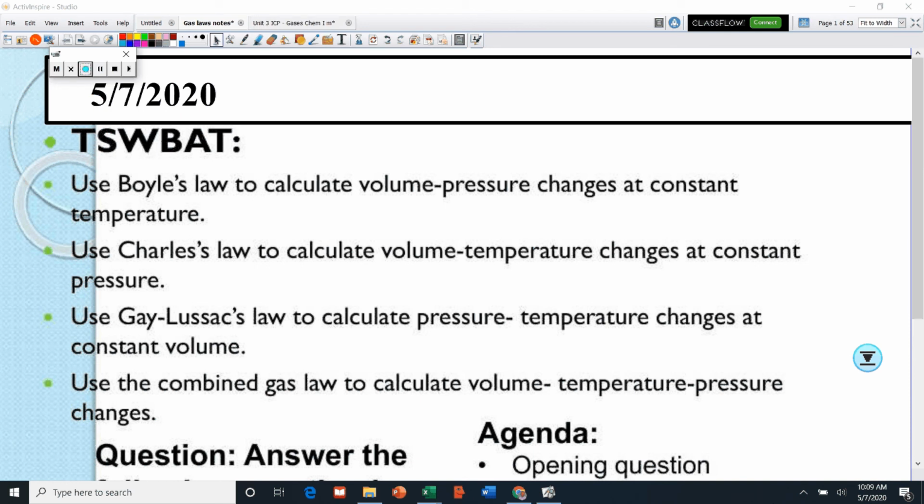Okay, welcome. Today is Thursday, the 7th of May. We have one last unit to complete before the end of this term. Just giving you a heads up: officially, Q7 ends tomorrow, 5/8, and then Q8, quarter 8, is from May 11th through May 20th.